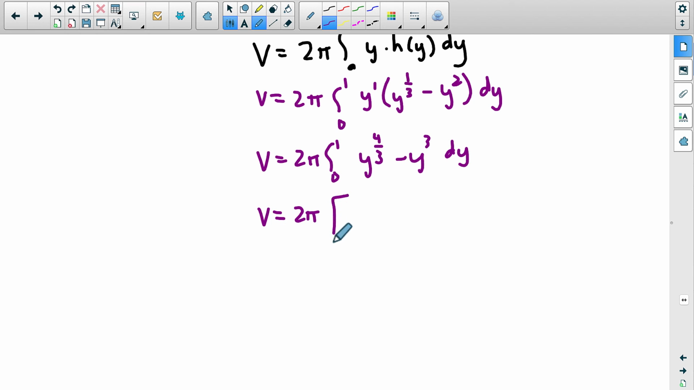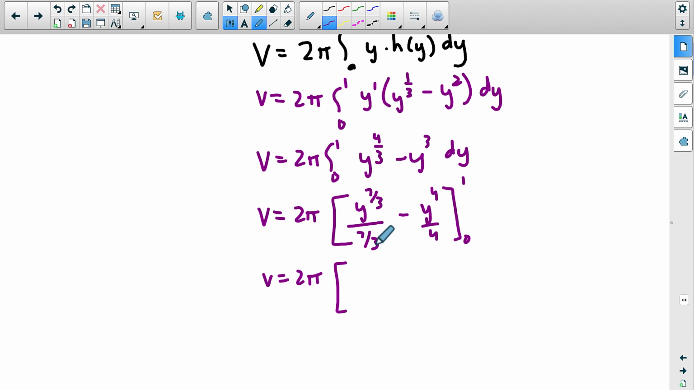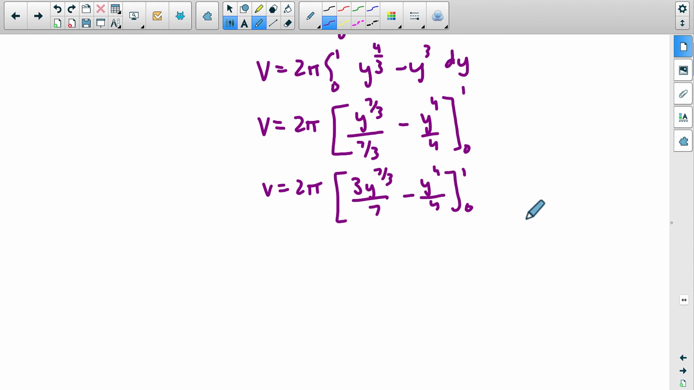2 pi. So we're going to add 1, or 3/3, to get us up to 7/3. And then we've got to divide by the same amount, 7/3. Minus, add 1 to get up to 4, and divide by the same amount. And 0 and 1 are our bounds. So V equals, I guess I should simplify this first, shouldn't I? So remember, when you have this fraction over fraction, this denominator here is going to pop up to the top. So you actually get 3y to the 7/3 divided by 7 minus y to the 4th over 4 from 1 to 0. And 1 and 0 are beautiful numbers to plug into fractions.